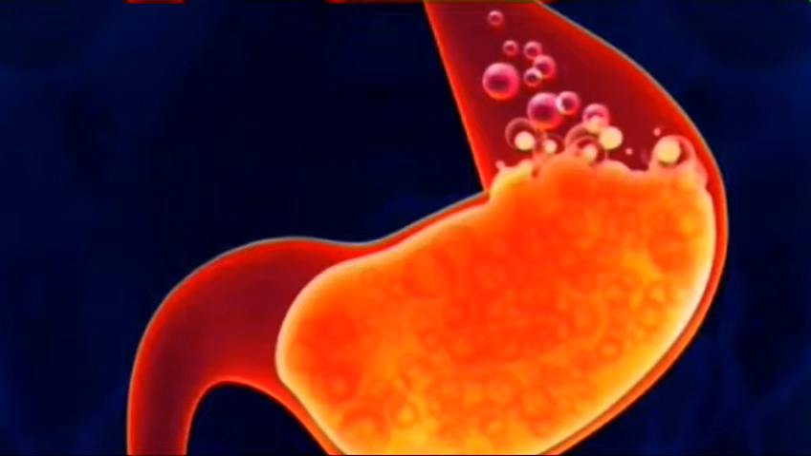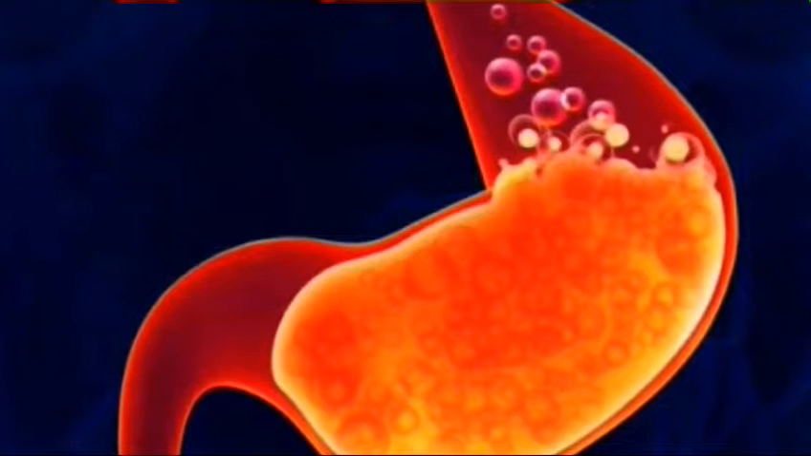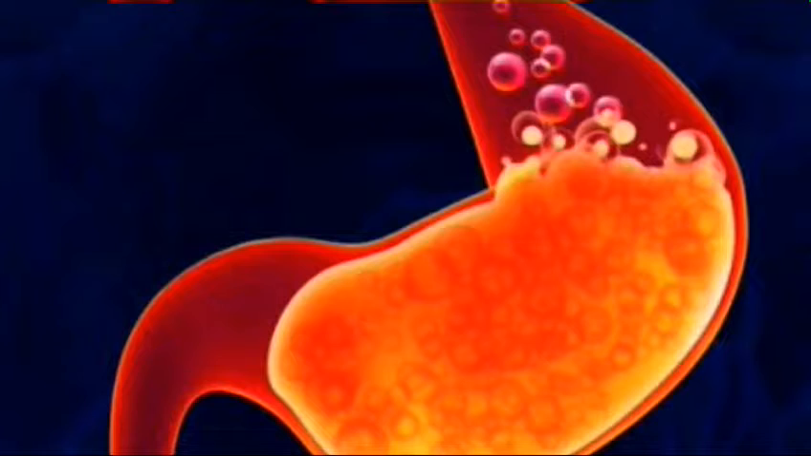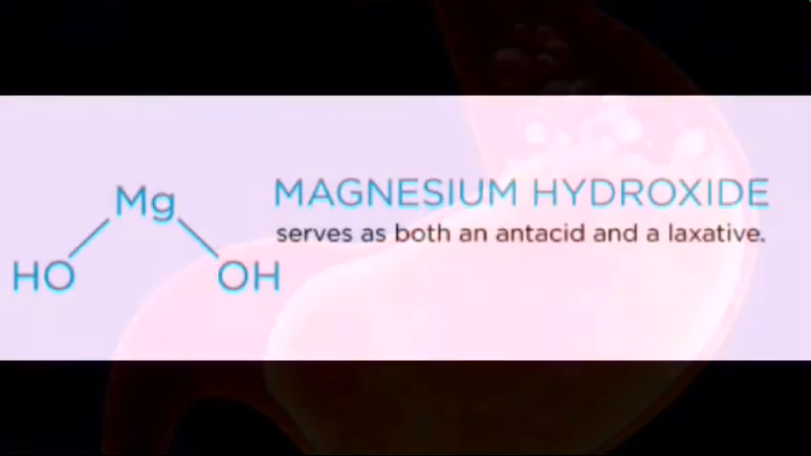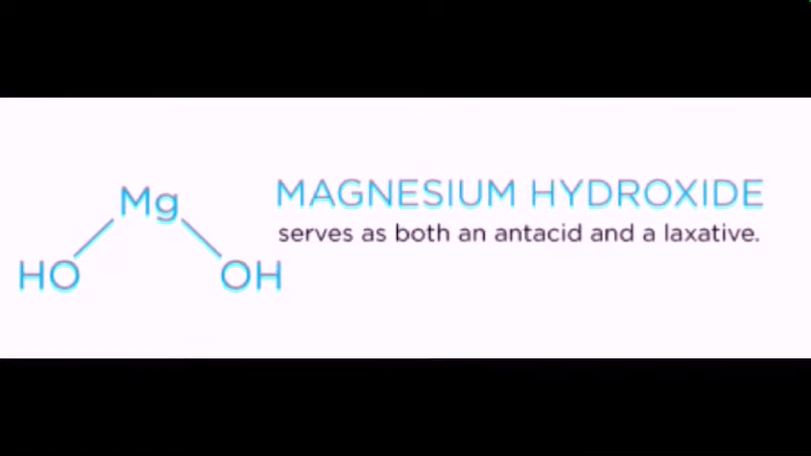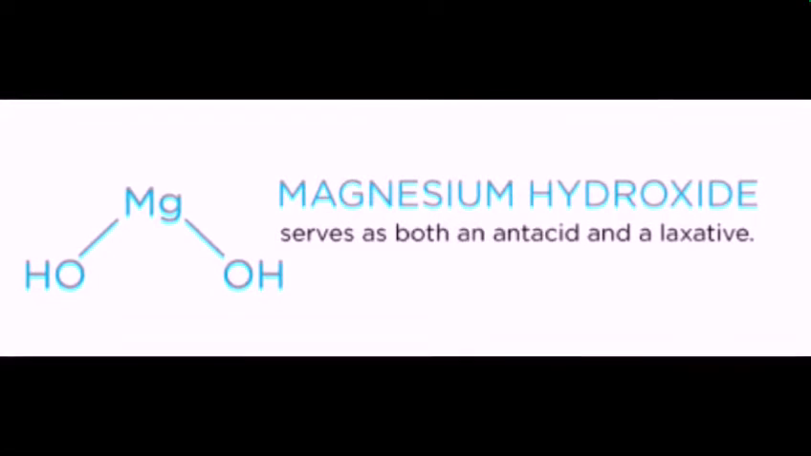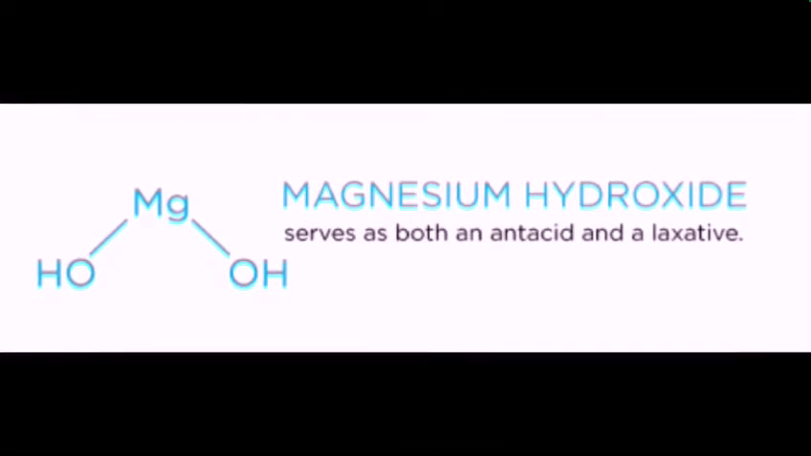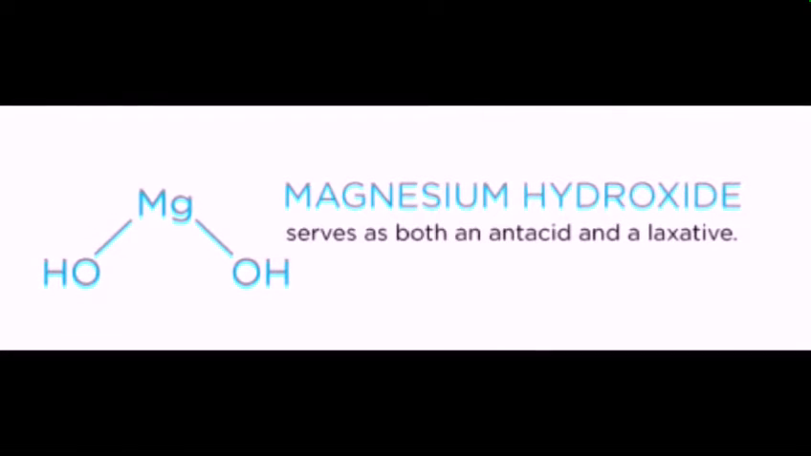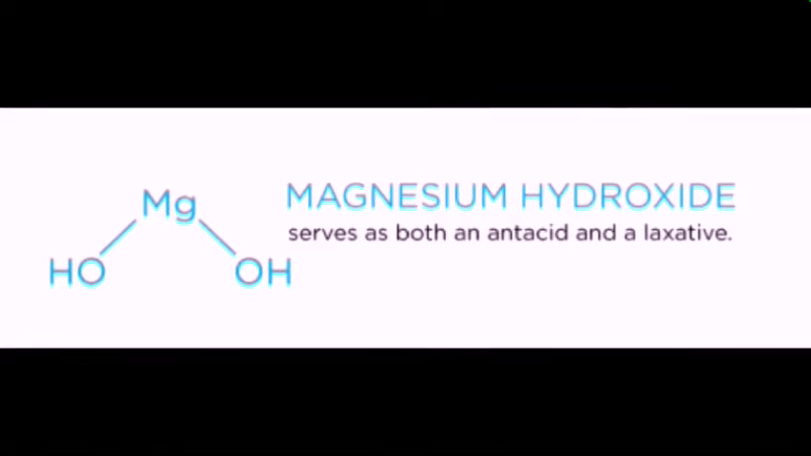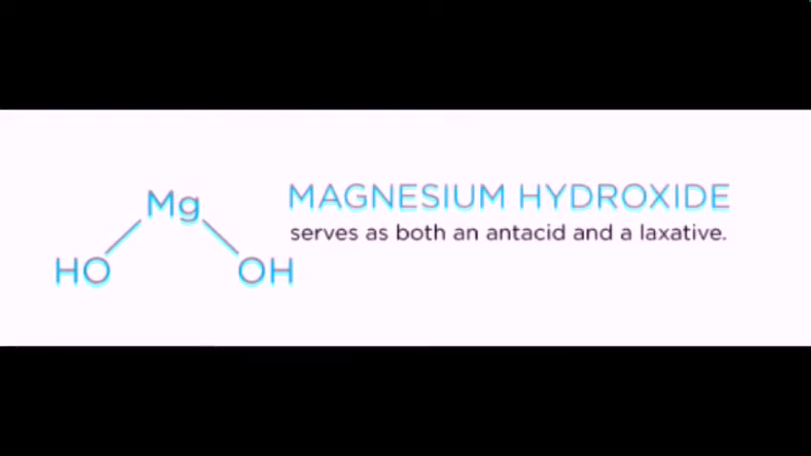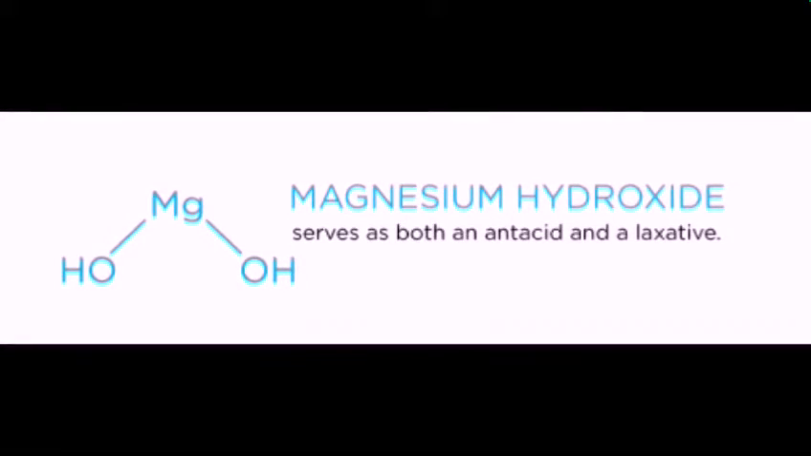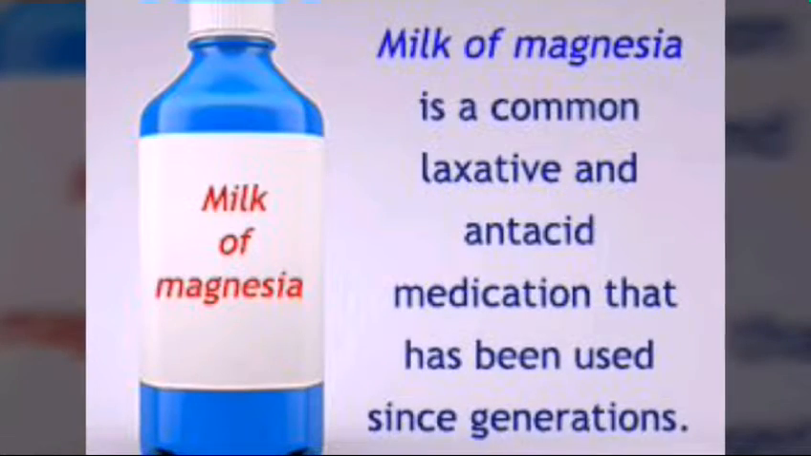Indigestion, sore stomach and heartburn, etc. are the main problems that occur in our daily life. They can be cured by magnesium hydroxide, also called milk of magnesia. Its chemical formula is Mg(OH)2. It serves as both antacid and laxative.